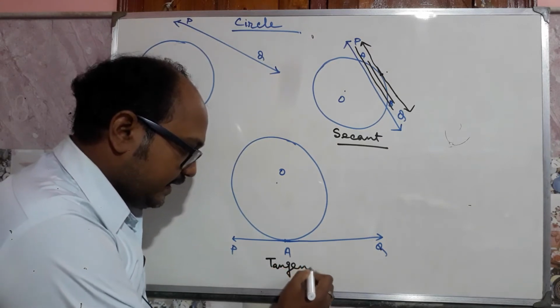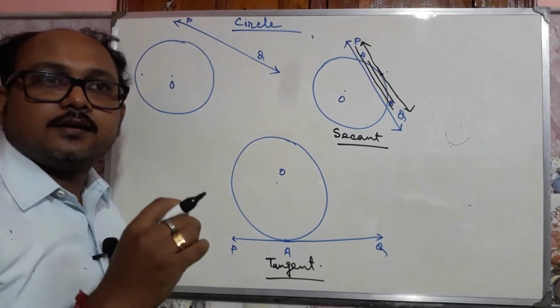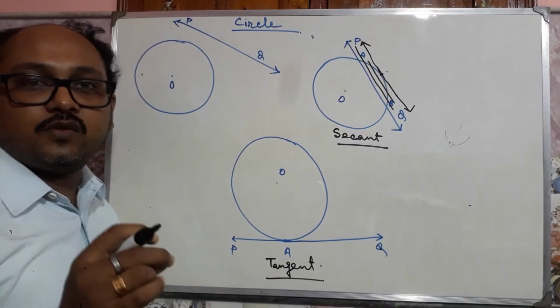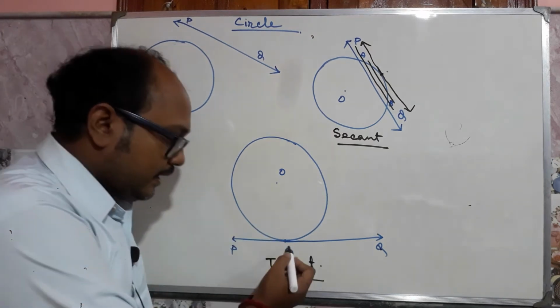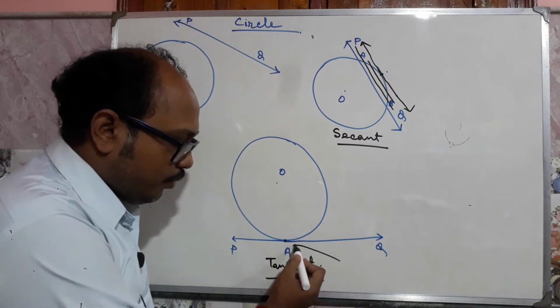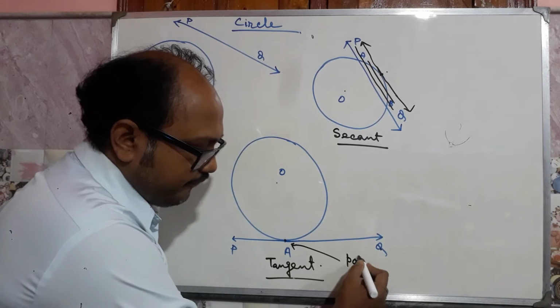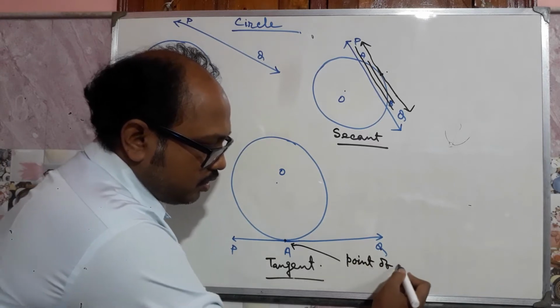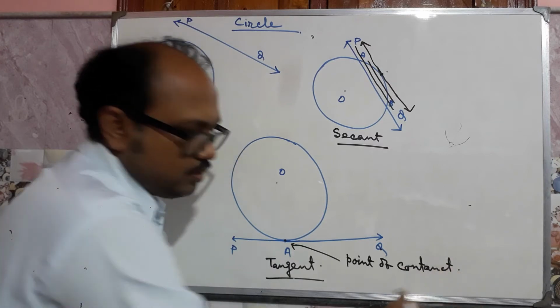Then what is the tangent of a circle? Now, if a straight line touches the circle at only one point, then it is known as a tangent of that circle. And this point where it touches the circle is known as the point of contact. Okay?